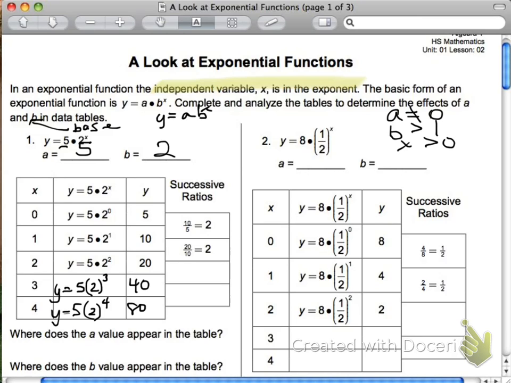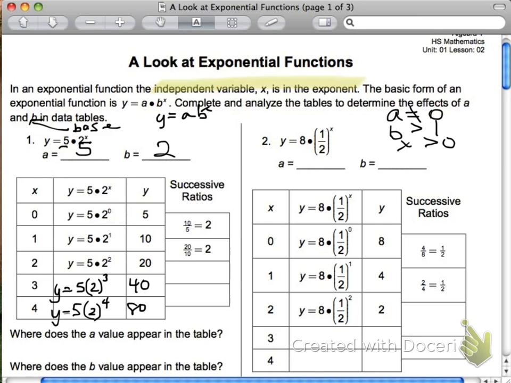Now let's talk about a couple things. Let's compare this to linear for a second. If this was a linear table, because that's most of the time what we spend a lot of time with in Algebra 1, your x values would go up by 1, 1, 1, 1. Then your y values would go up by the exact same number, 5, 5, 5, 5, right? If it was linear.